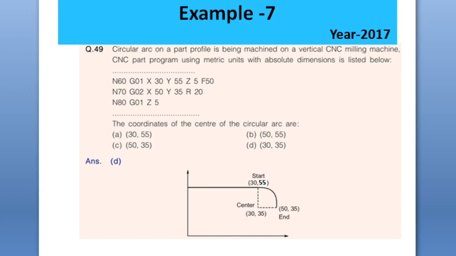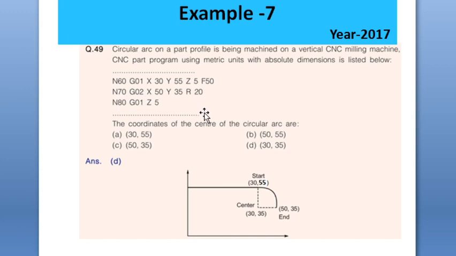The question asks for the coordinates of the center of the circular arc. We have discussed that there are two formats. One is the radius of the arc: R is used for the radius of the arc. Then I, J, K for the center of the arc. Here the N70 statement is providing the radius of the arc.